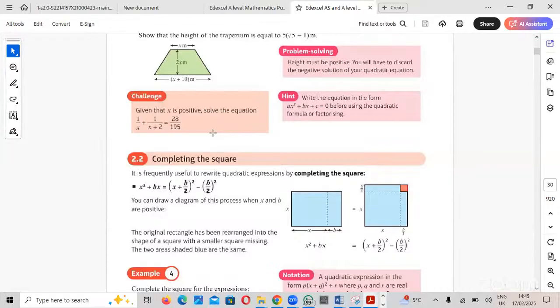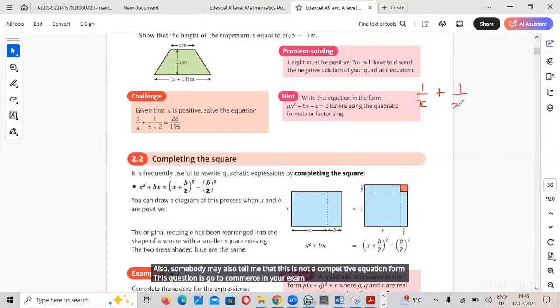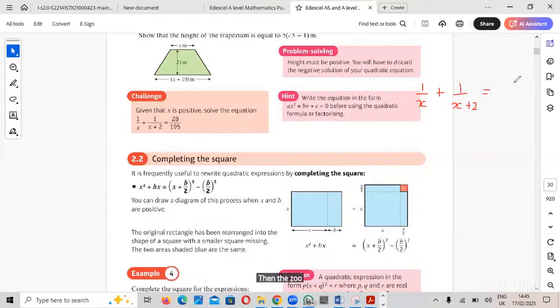Also, somebody may tell me that this is not a quadratic equation from the question. This question is going to come out in your exam. I will not solve it. 1 over x plus 1 over x plus 2 is equal to what? 28 divided by 195.